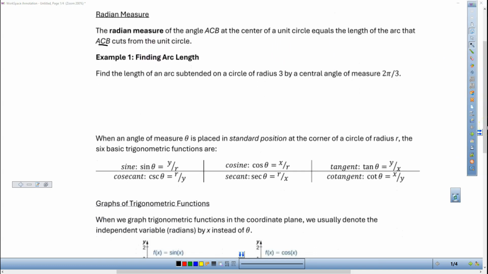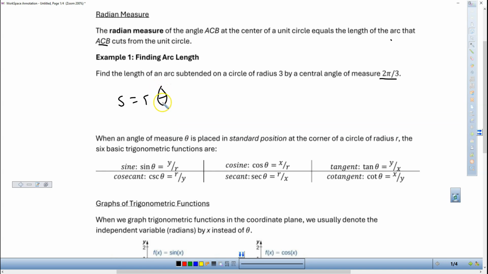So we want to start off first by finding the arc length here on a circle. Let's say the length of arc subtended on a circle of radius 3 by a central angle of measure 2 pi over 3. How do we want to approach this? Let's use a variable to represent the subtended value. Just say s, and this is going to be equal to our radius times theta.